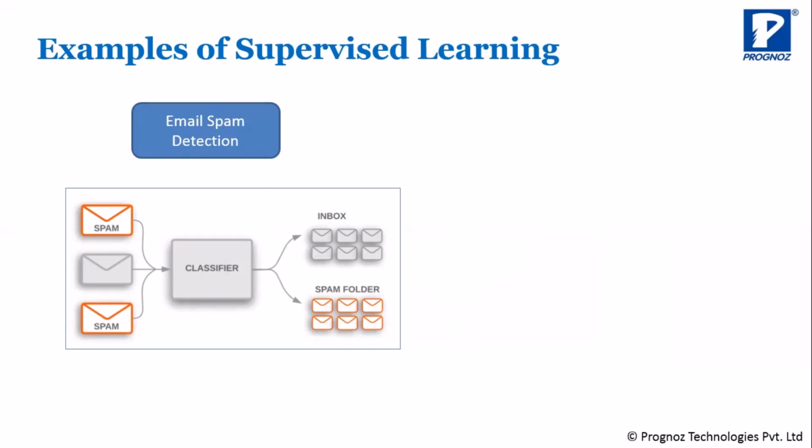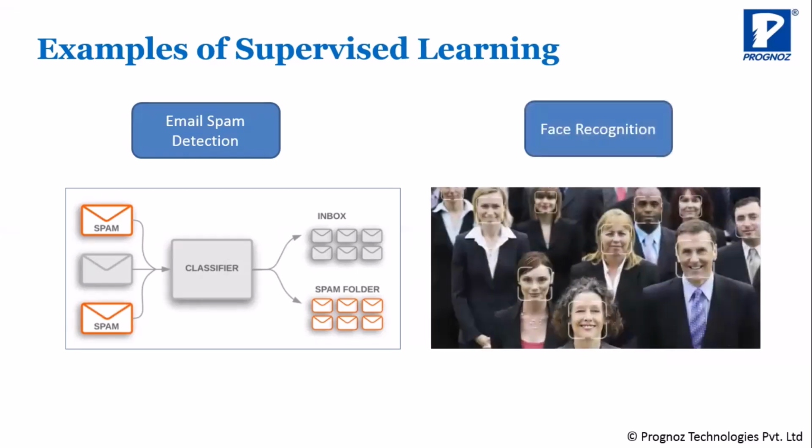Another area where supervised learning is commonly used is face recognition. Facebook and so many other applications are using this. Whenever some image is given, the face recognition system will identify whether it is the face of a human being or a normal object. Based on that, some tagging, etc. will be done. So that is a common usage of supervised learning.